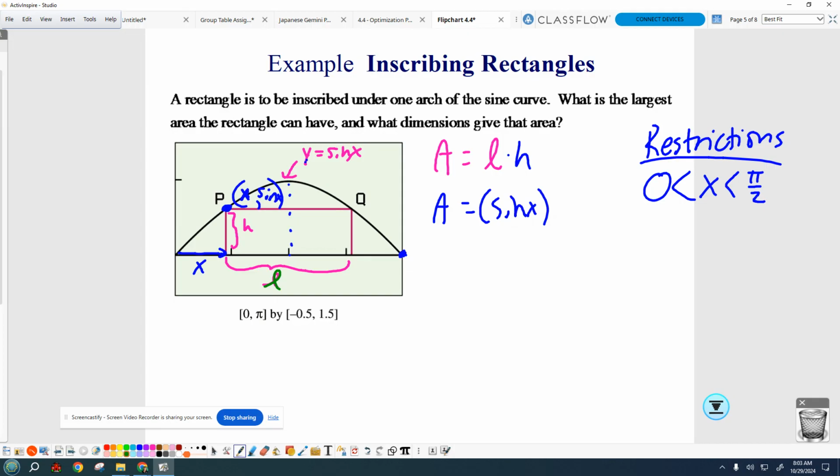Two people think they have an idea. We've been talking a lot though. Anyone else got ideas? Alex? Is it pi minus 2x? There's a symmetry to it. That distance, X, it's going to be that same one. So length is pi minus 2x. Okay.